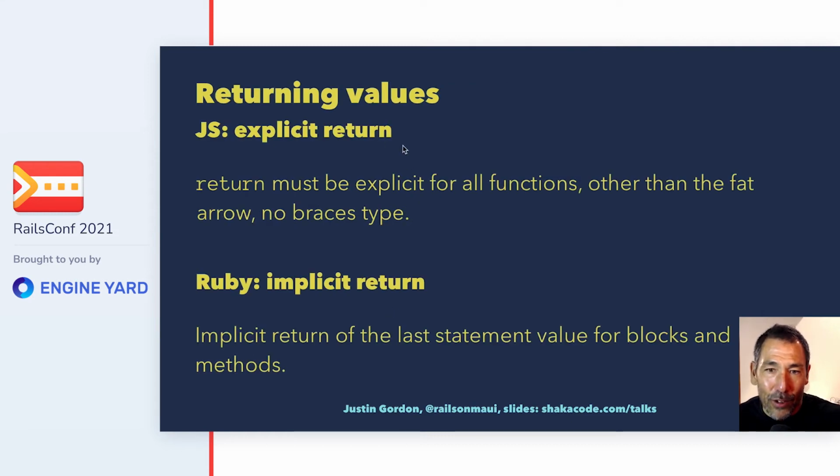Another thing that's explicit versus implicit is JavaScript. You always have to have an explicit return other than for the fat arrows. In Ruby, you always have an implicit return for the blocks and the methods. Now, you don't really need too much to put in the implicit returns in Ruby to see that, but I just wanted to mention that.